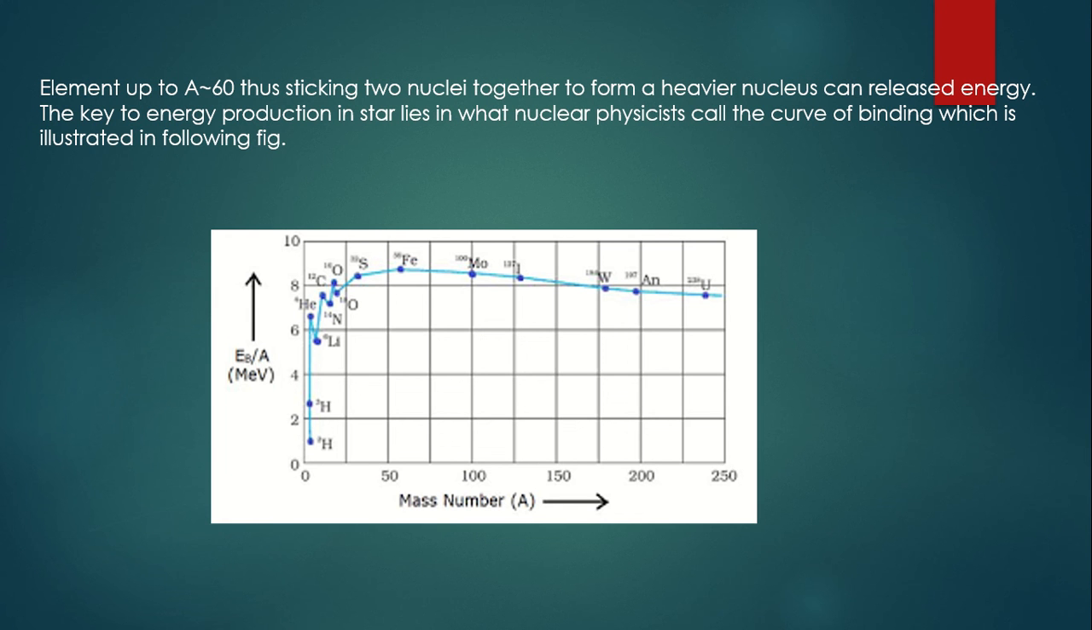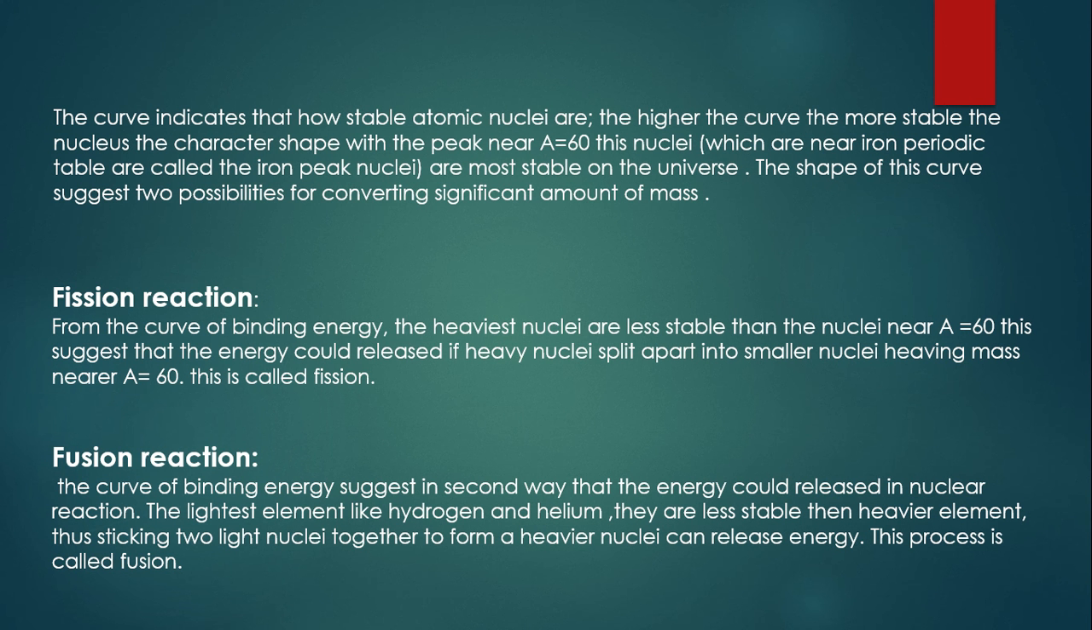The key to energy production in stars lies in what nuclear physicists call the curve of binding energy, which is illustrated in the following figure. In this figure, it is a plot between MeV, mega electron volt, and mass number, which shows the binding energy curve. The curve indicates how stable atomic nuclei are. The higher the curve, the more stable the nucleus. The characteristic shape has a peak near A = 60, where the nuclei are the most stable in the universe.